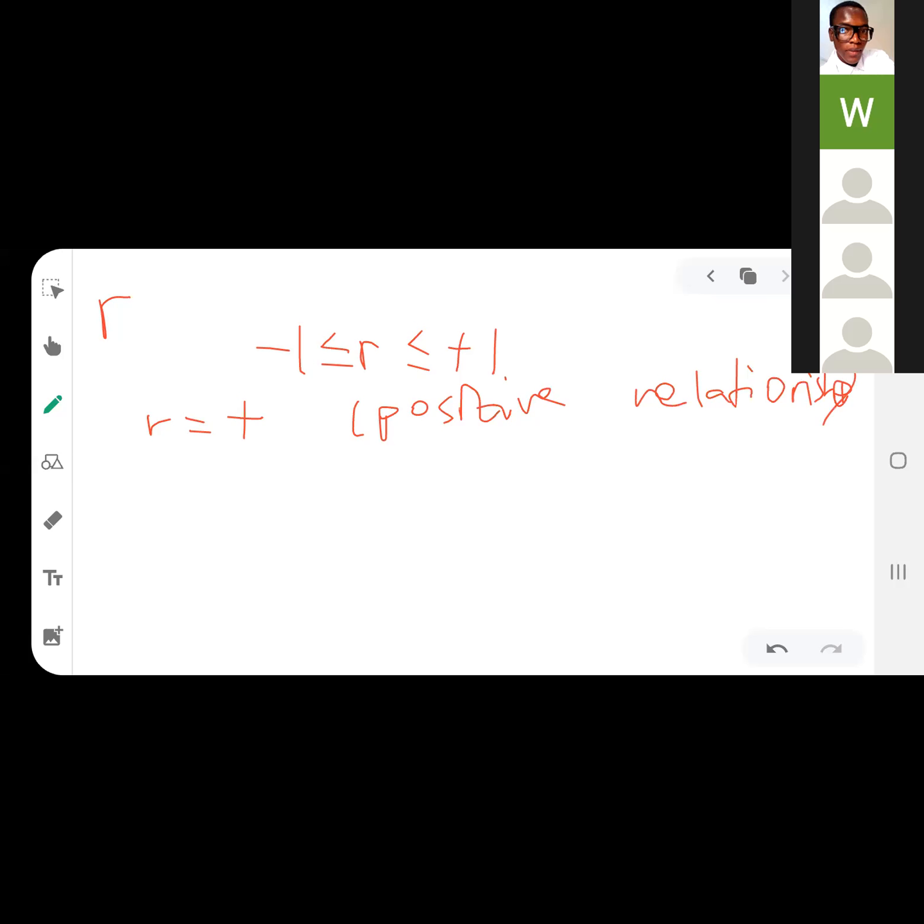And I told you that when we talk about a positive relationship, we talk about a situation whereby if the value of X increases, the value of Y will also increase. That is a positive relationship because they agree with one another. The change in X results in the change in Y in the same direction. So there is a direct proportional relationship between the variables if your r is positive. Do you understand what I mean by this?